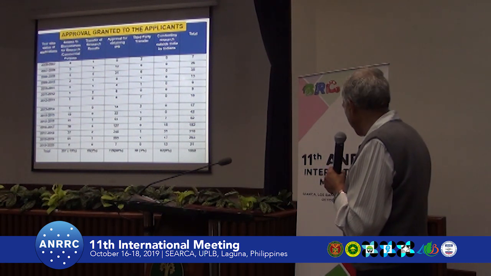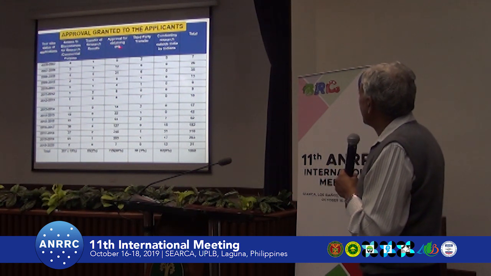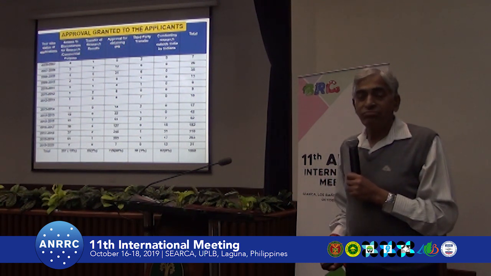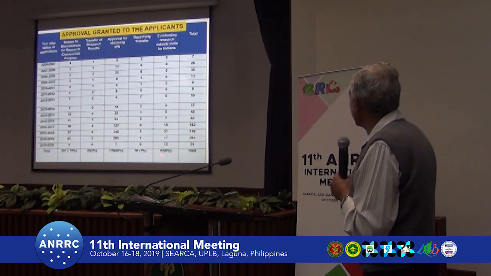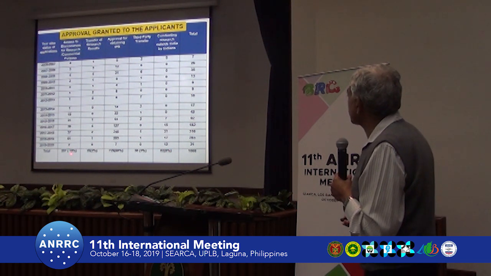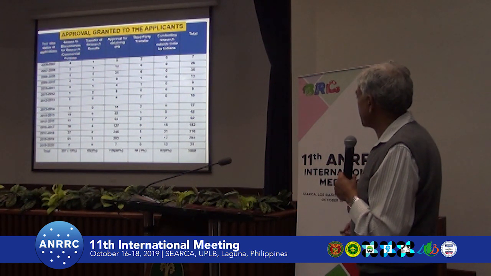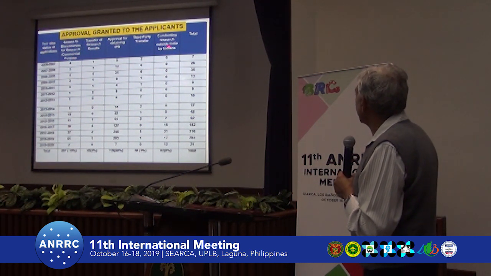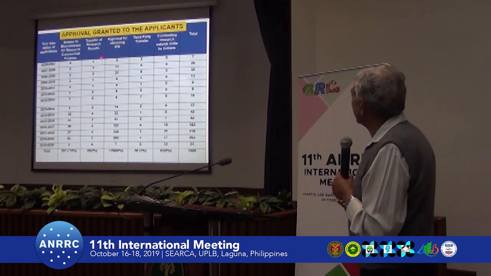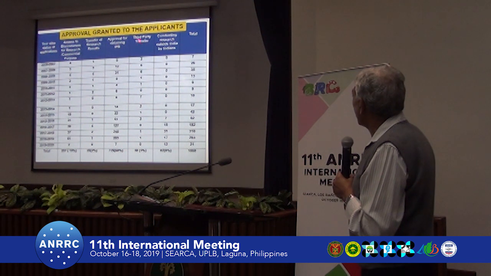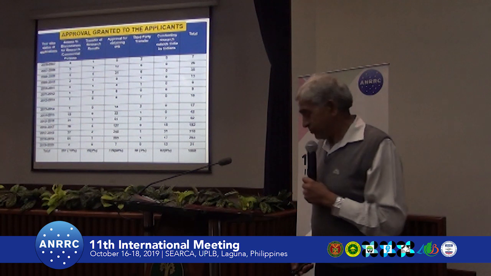And 68% of the applications received are for granting IPR, for getting IPR. Around 19% are for commercial research and commercial use. And then conducting the research outside India by Indians is 8%. And then there is transfer of research results or third party transfer.